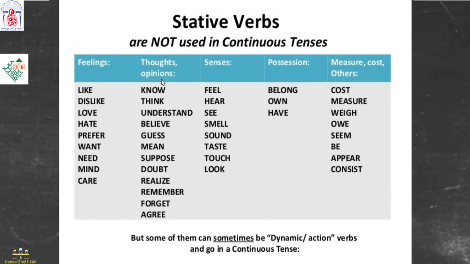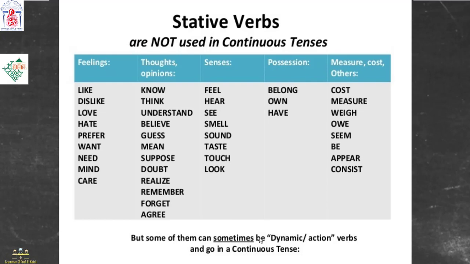The same thing applies to these verbs here, verbs describing thoughts and opinions. Know. What are you doing? I am knowing a theory, for example. This doesn't sound correct, doesn't sound English, so please don't use ing with these verbs. Senses: feel, hear, see, smell, sound, taste, touch, and look. Possessions: belong, own, and have. Measure, cost, and others. So these verbs here, please pay attention. They don't take the ing form, right?